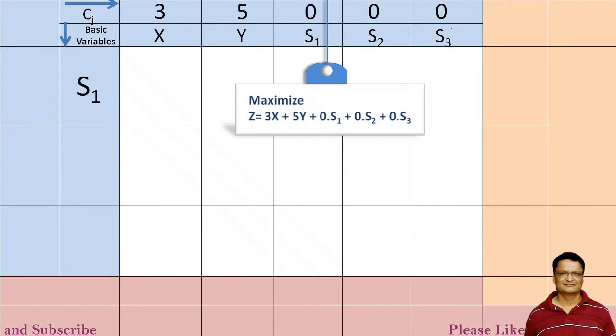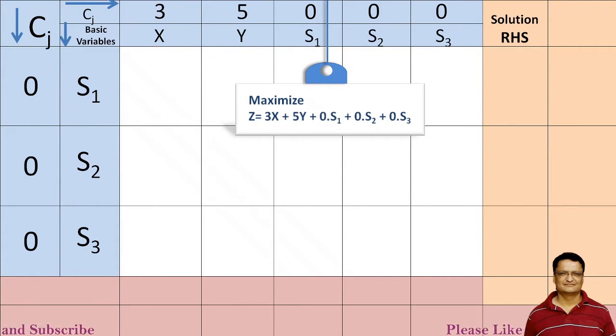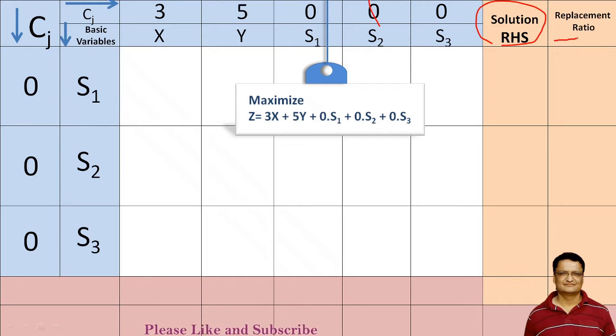So I am adding S1 over here, S2 and S3, and their Cj value, that is the profit coefficient, is 0. So I am representing this 0 over here. Now the next column is the solution, the RHS, the right hand side of the solution, that I have added. This is the replacement ratio, which we need to decide the key row and key column.